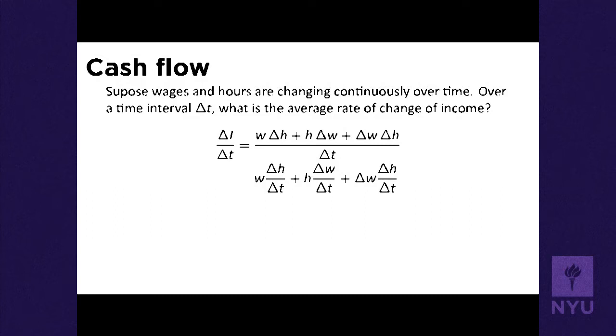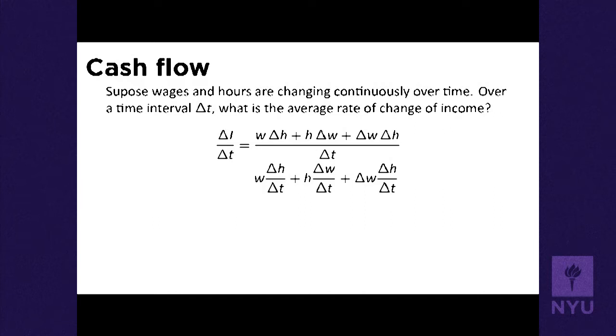Dividing that by delta t gives us a sum of three fractions. We have W times delta H divided by delta t, H times delta W divided by delta t, and then delta W times delta H divided by delta t. Now what's going to happen to these as we let delta t go to 0? We would let delta t go to 0 if we wanted to take the derivative of the income function, the derivative of the product of wages and hours. And if we were to do that, well, here we have a difference quotient, and the limit of the difference quotient would be a derivative. What derivative would be represented here?